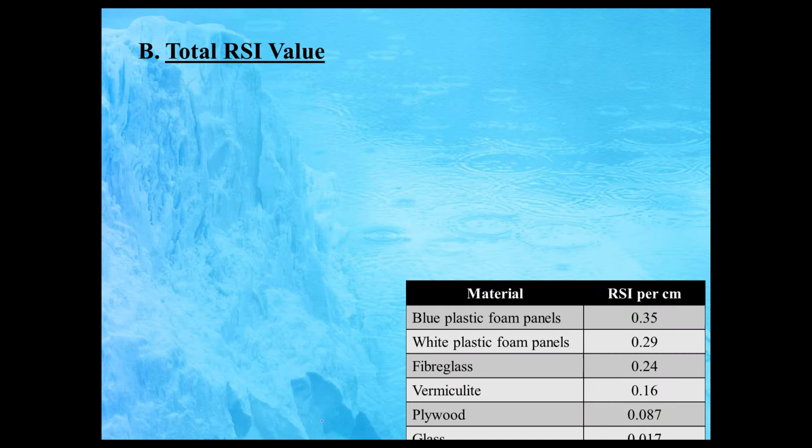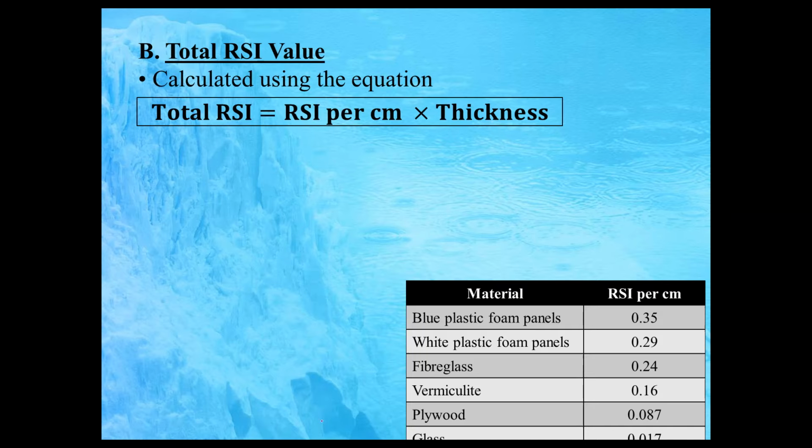What we're interested in doing is calculating the total RSI value for a material. And we can do that using the following equation. The total RSI value for a material can be calculated by taking the RSI value per centimeter and multiplying by the thickness. So what this equation tells us is there are two things you can do to increase the resistance to thermal energy. So let's say we want to make this bigger. We want to make the total resistance to thermal energy transfer larger. Well, one thing we could do is make the material thicker.